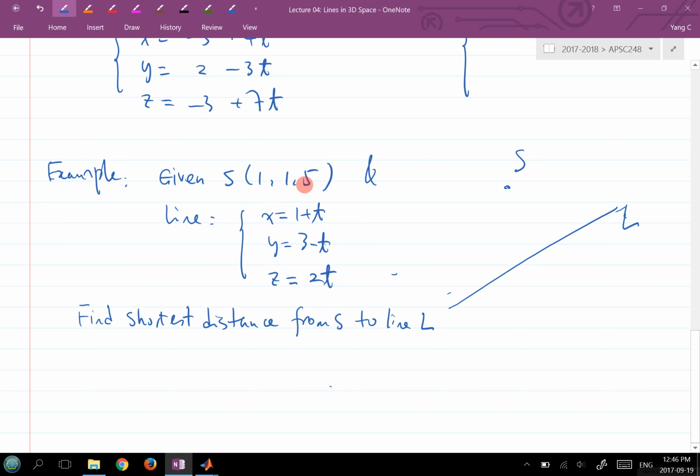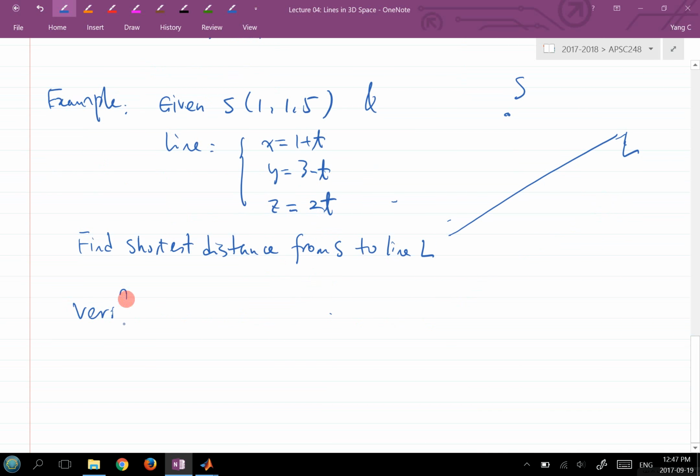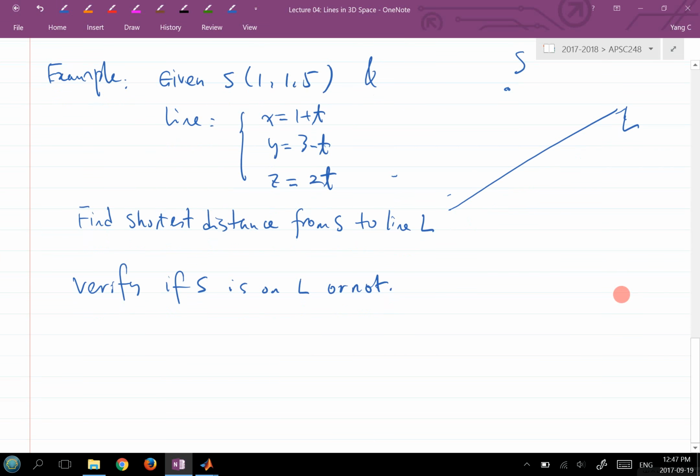Okay, so let's try this first. This is a very fundamental skill. A lot of times you are trying to verify whether a point is on a line or not, or trying to get a solution between two lines, or an intersection between a line and a plane. So that's a fundamental skill. I'm going to substitute the coordinates into the line equation, and we're trying to find whether a solution exists for the t value.